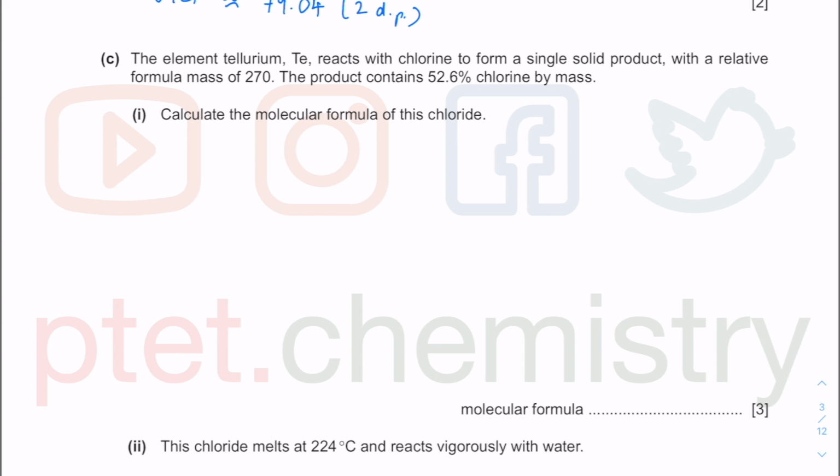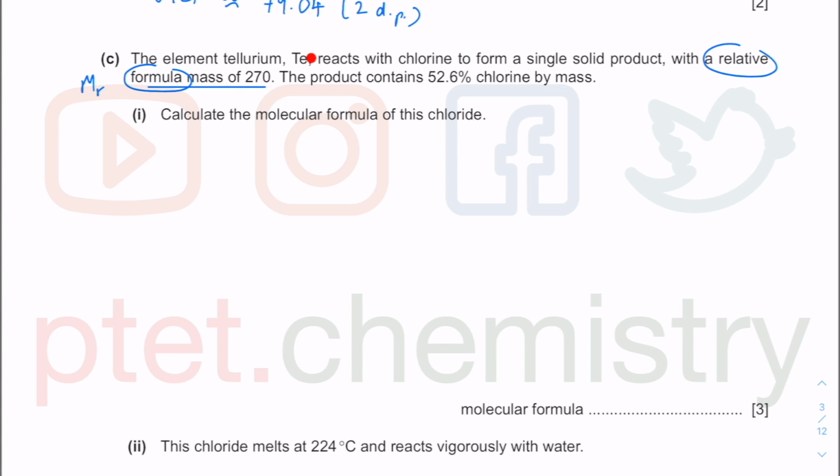The next one, the element beryllium reacts with chlorine to form a single solid product, and this has a relative formula mass of 70. They use the term relative formula mass, but the actual calculation method is still the same as you would calculate Mr. You just sum up the relative atomic masses. It's just that relative formula mass has a particular definition with respect to the ionic compounds that form between the metal and the non-metal.